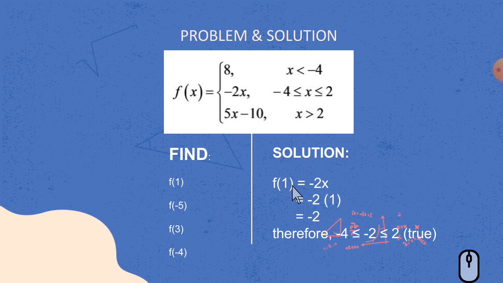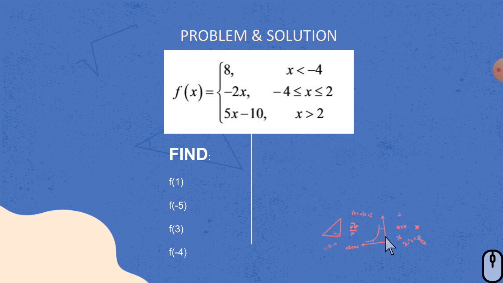So, yung f of 1 is equal to negative 2x. Yung value ng ating x is 1. So, substitute natin dito sa value ng x. So, negative 2 times 1 is equal to negative 2. Therefore, kapag sinubstitute natin si negative 2 dito, negative 2 is greater than or equal to negative 4 but less than or equal to 2. So, tama ang ating equation.